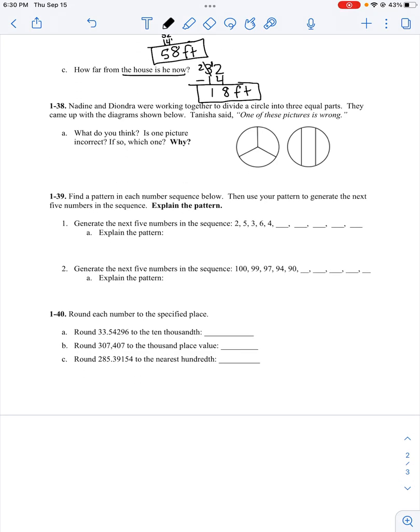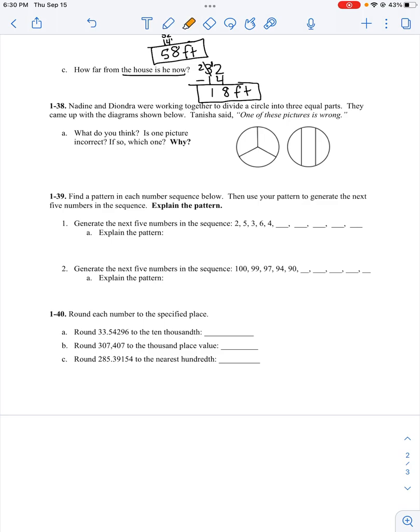Problem 38. Nadine and Deandra were working together to divide a circle into 3 equal parts. They came up with the diagram shown below. Tanisha said, one of these pictures is wrong. What do you think? Is one picture incorrect? If so, which one and why?